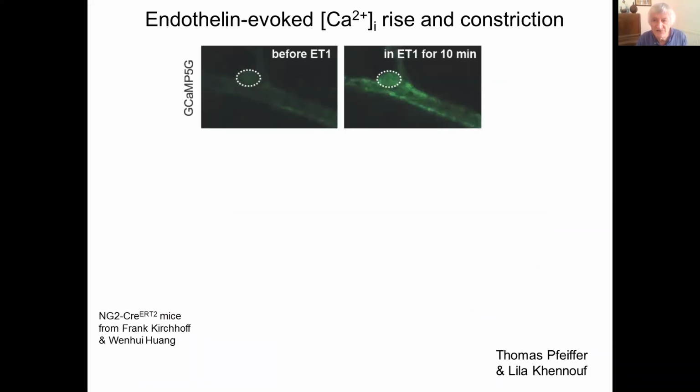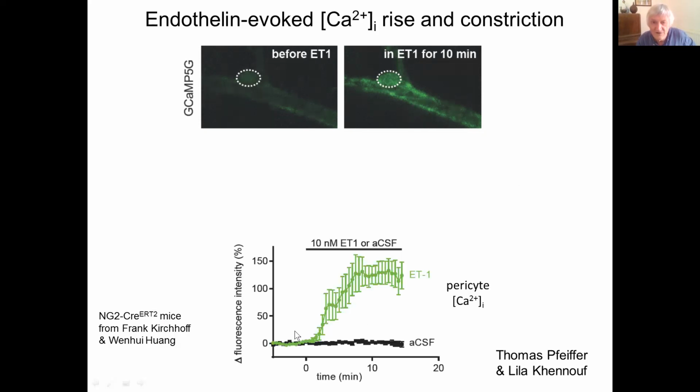But there are other ways to raise the calcium. If you apply an agonist for contractile G-protein coupled receptors like endothelin, which is probably the most powerful vasoconstrictor in the body, if you measure calcium inside the cells, you can see that when you put endothelin on, it goes up. This is in a cortical vessel. So you see the calcium goes up here, which it doesn't do if you just apply ACSF.